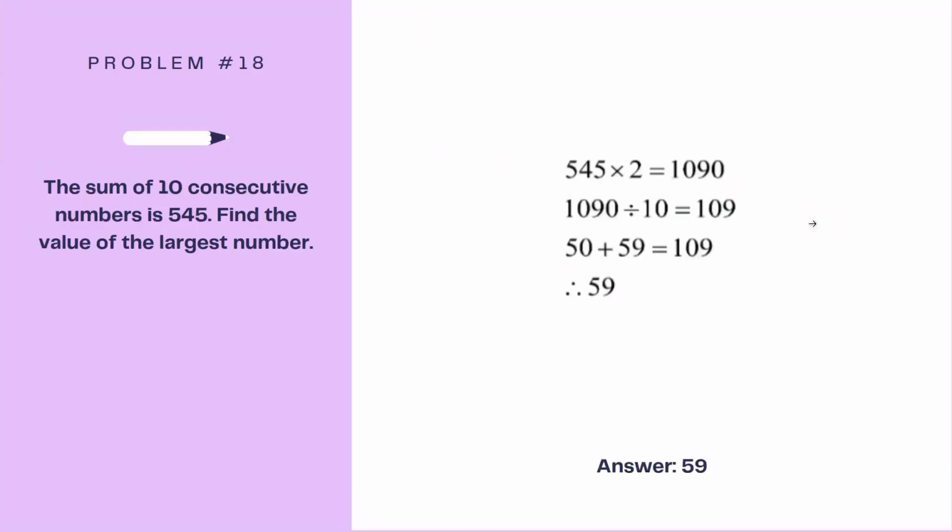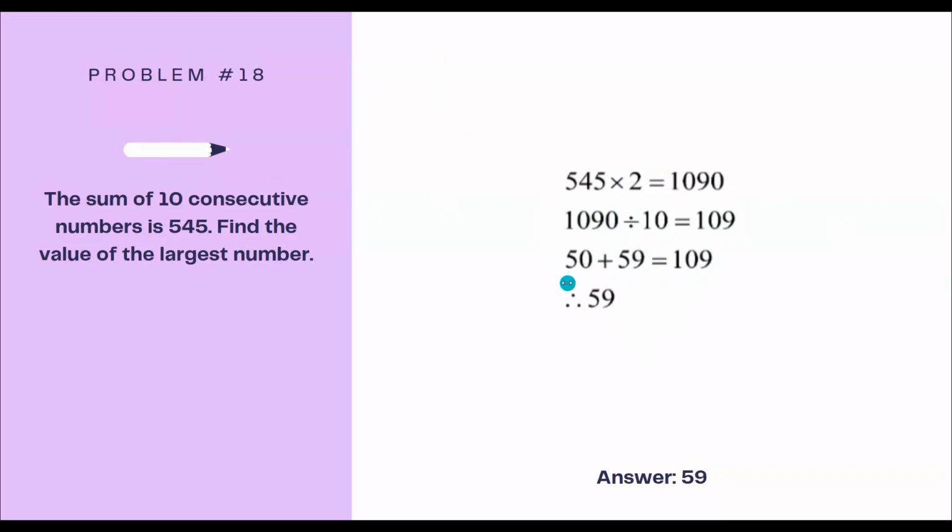For this one, we have the sum of 10 consecutive numbers is 545. If we multiply 545 by 2, we have 1090. Then since we have 10 consecutive numbers, we divide it by 10. So we have 109. So 109 can be 50 plus 59. So this will be the consecutive numbers, 50 to 59. So the answer is 59. Do you have any question? So the answer is 59. Or do you have any other solution for this problem?